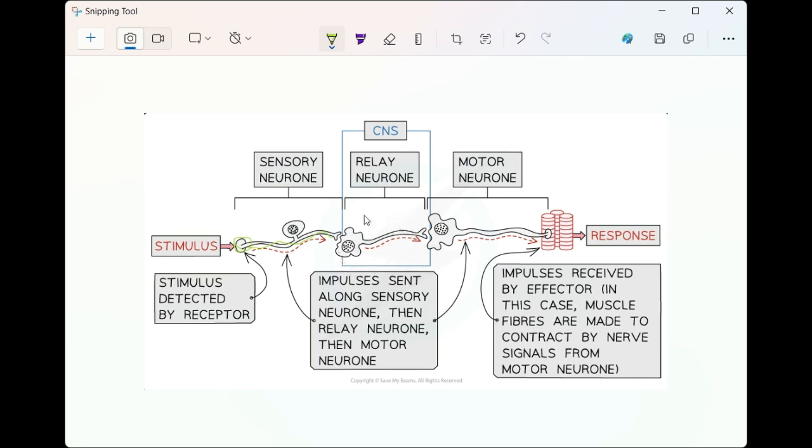Your CNS will process the information and then send it down the motor neuron to your effector, which will cause a response. For example, your brain can send a message to your arm muscle for it to contract and move out of the way so you don't get burnt, right? Because you don't want to get burnt, hopefully. So yeah, that's the main pathway. Stimulus gets detected, impulse gets sent through your sensory neuron to your CNS, and your CNS will send the impulse through the motor neuron to the effector so it can respond.